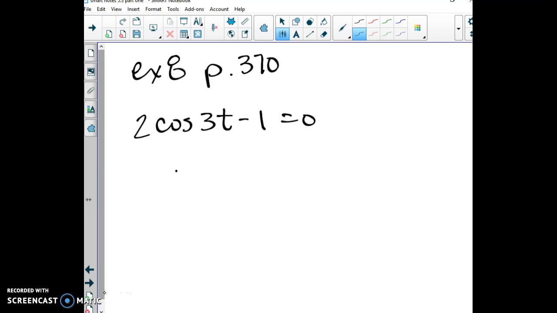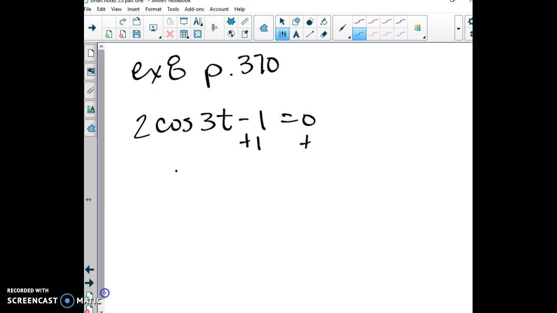So example 8, page 370, it says we're going to deal with functions involving multiple angles. The next two examples involve trig functions of multiple angles of the form sine k times u or cosine k times u. To solve equations of these forms, first solve for ku and then divide your result by k. That seems simple. Let's go through the steps.